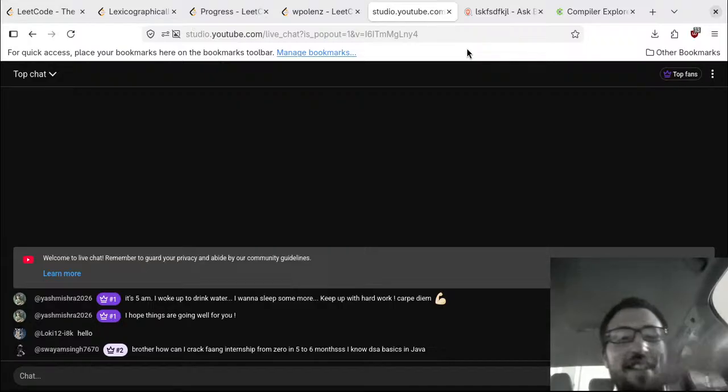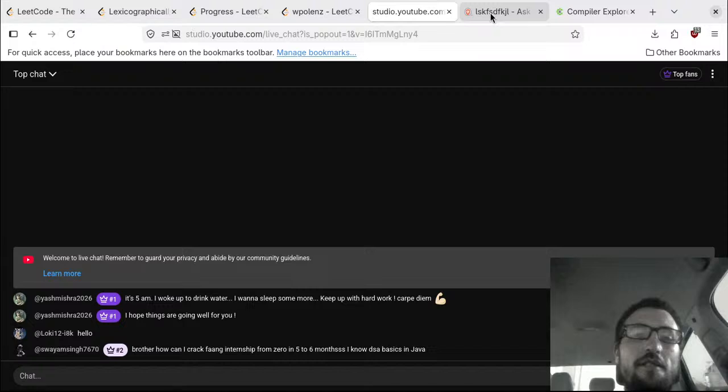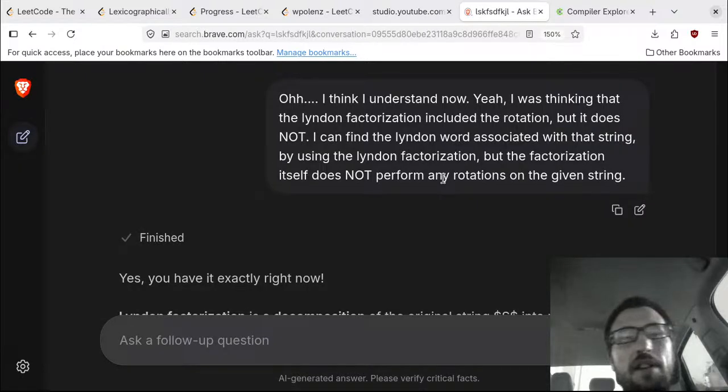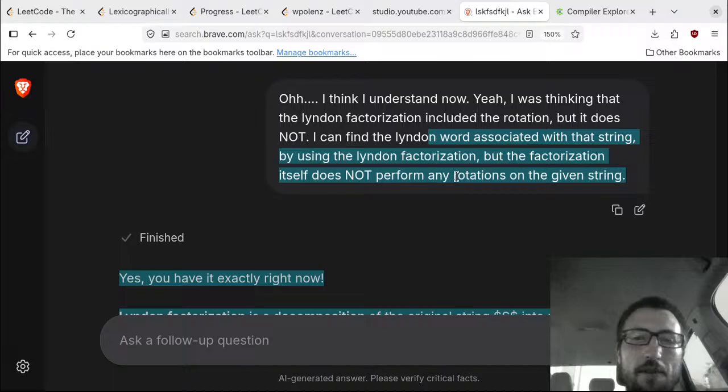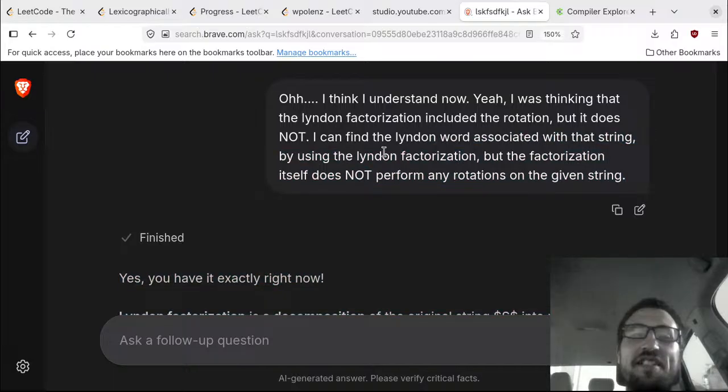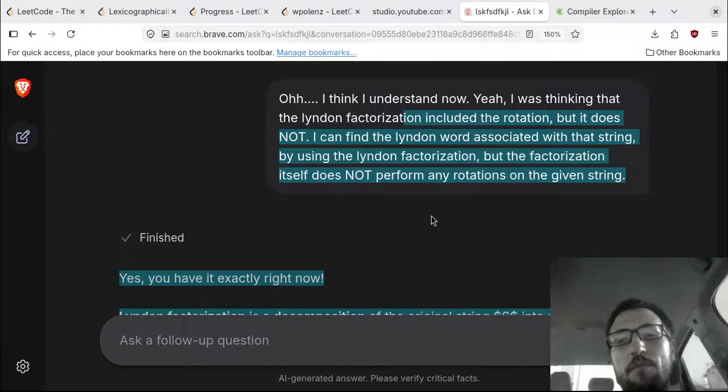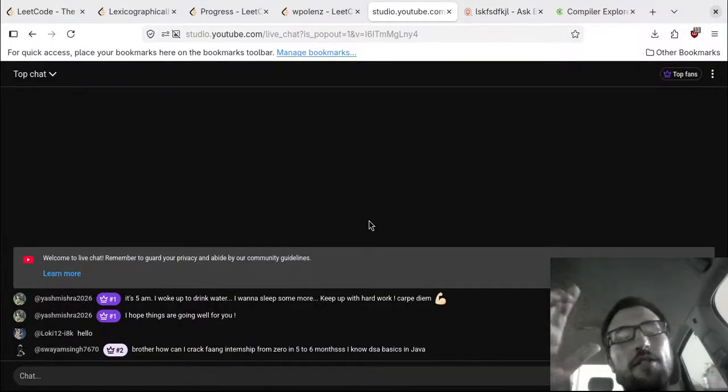It's hard, man. Quite frankly, it's not that hard. If you know the basics, you could solve most of the problems. But there are things like what I'm going over here, like Lyndon factorization, which are very problem-specific. Broadly speaking, you can solve all of the LeetCode problems in a month, maybe 2 months.